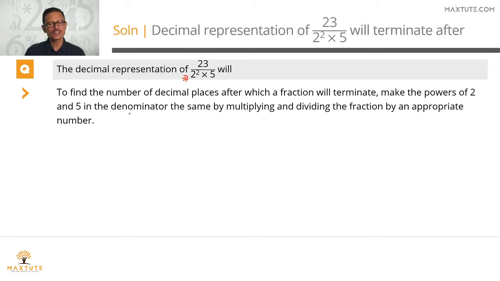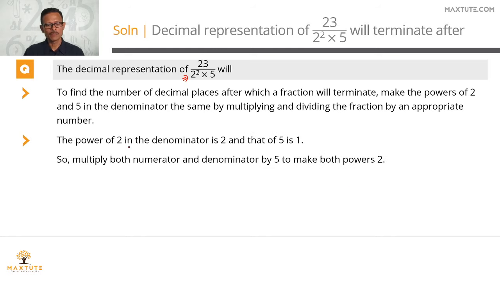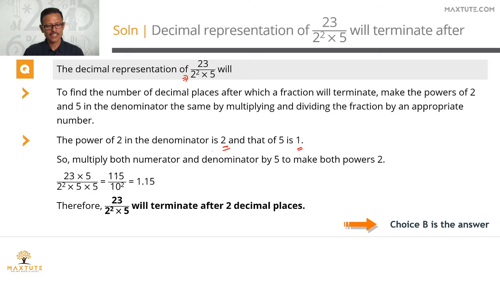Make the powers of 2 and 5 in the denominator the same by multiplying and dividing the fraction by an appropriate number. What we have here is the power of 2 is 2, the power of 5 is 1. We need to make the power of 5 also 2. So multiply and divide this expression by a 5. Once you do that, you get 115 upon 2 square, which is 1.15. It's going to terminate after 2 decimal places.